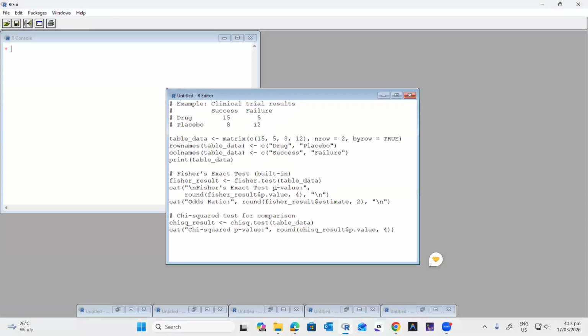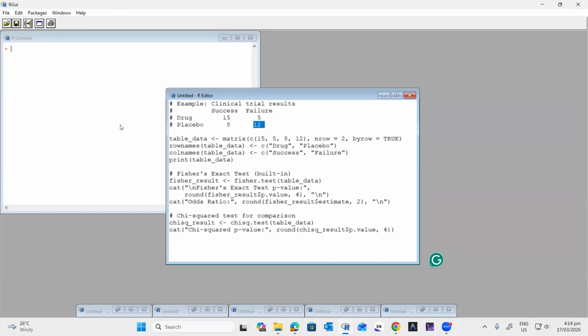We are taking a clinical trial where we have drug cases and placebo cases. In the drug group, 15 cases were successes and 5 cases were failures. In placebo, 8 cases were successes and 12 were failures.